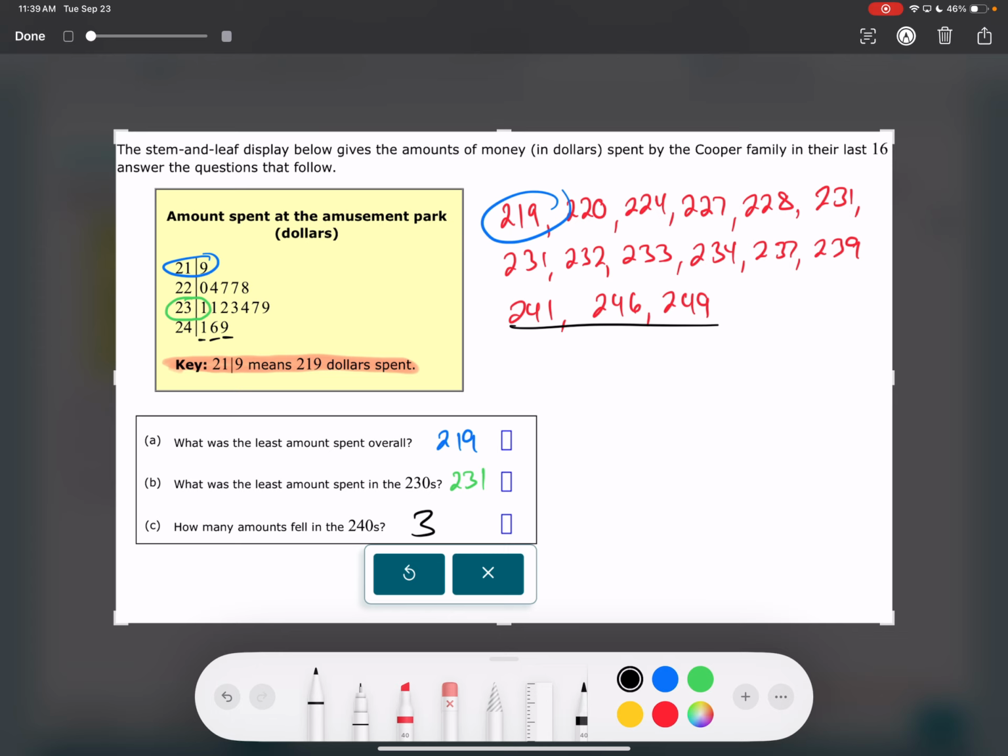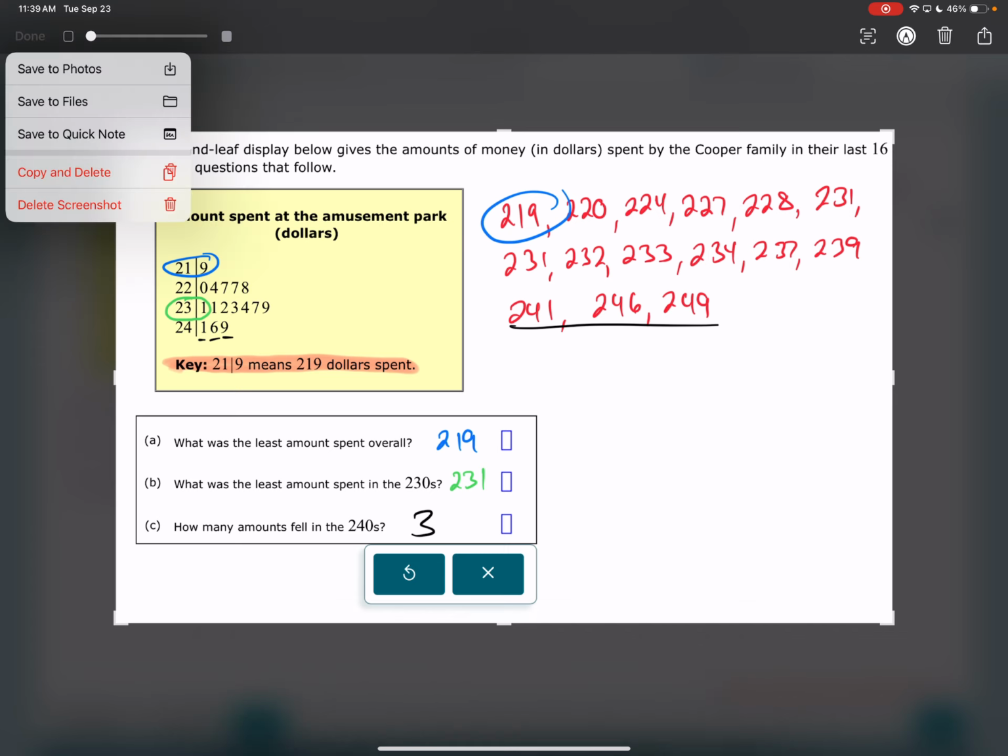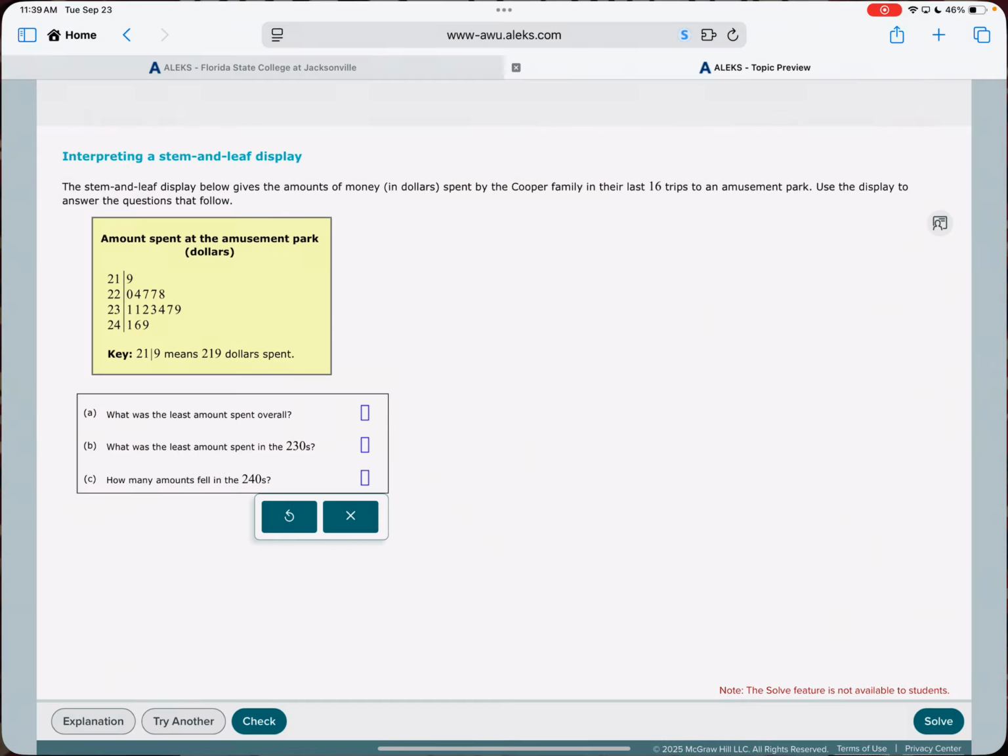Does everybody kind of see that? Most of the time, it just takes a second of explaining for y'all to see how that works, but it is a little tricky when you first see it.